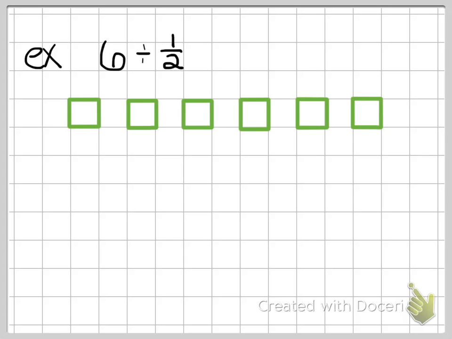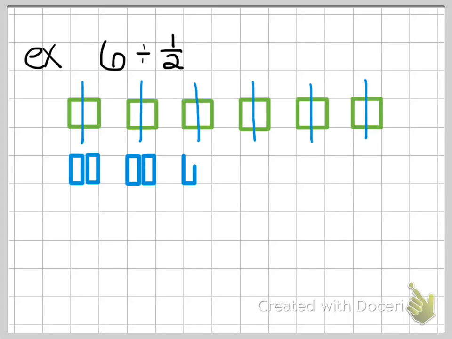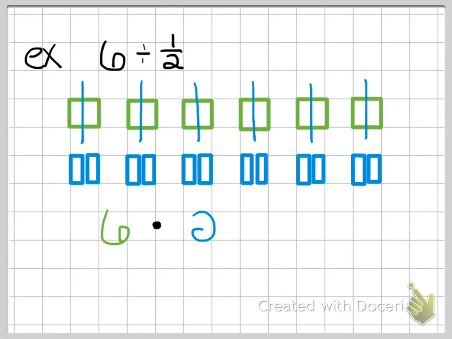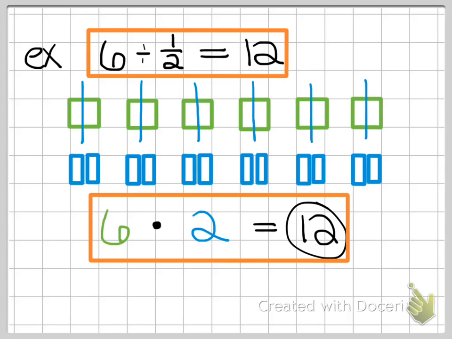6 whole squares. How can I take each of these 6 squares and make them into halves? Well, I can divide each of those squares and show that there are 2 halves in each whole. So of my original 6, I take each of the halves, and there are 2 in each whole, so I'm actually multiplying. So let's take a focus on these orange squares.